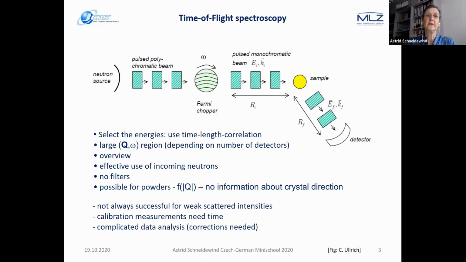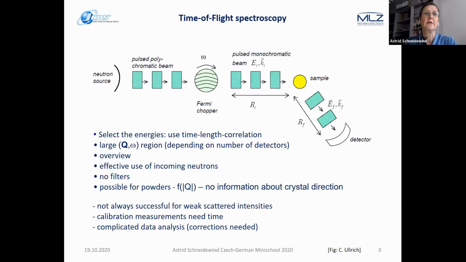The technique is not very well suited for quite weak scattered intensities. You need a lot of calibration measurements for knowing about the dedicated intensities of your measurement, which is also time intensive.